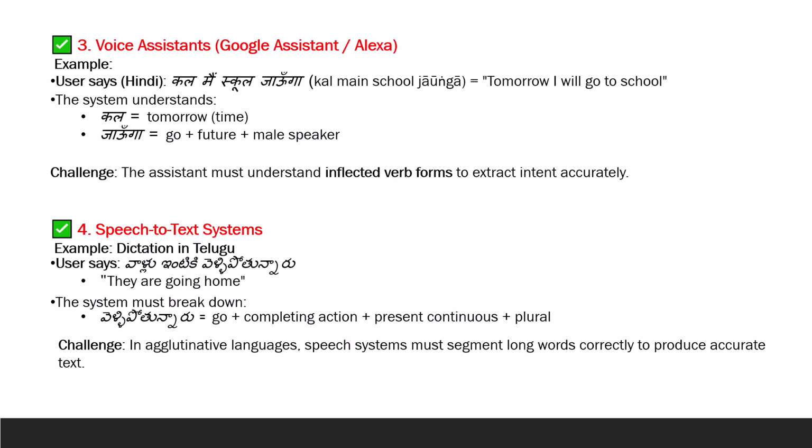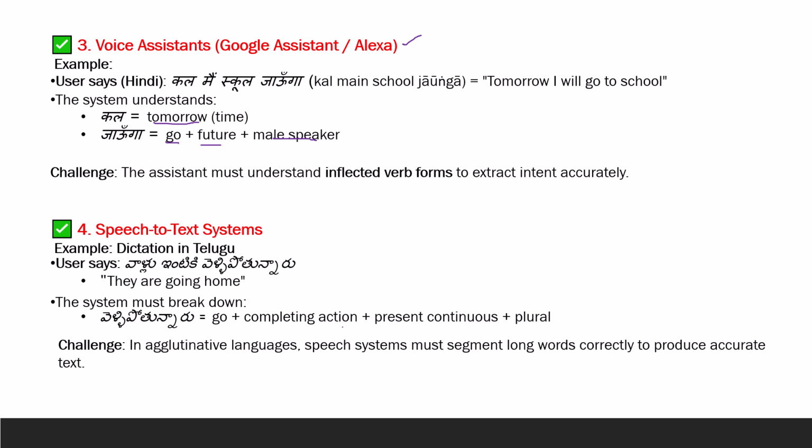Now coming to the voice assistants. In Hindi you can see, "kal main school jaunga", tomorrow I will go to school. Now the system understands it by breaking it into words. "Kal", tomorrow, is telling about the time. And "jaunga" is go plus future and male speaker. So it is actually divided into 3 words. This is how voice assistants generally understand that it indicates the future and that the speaker is a male. Everything will be understood.